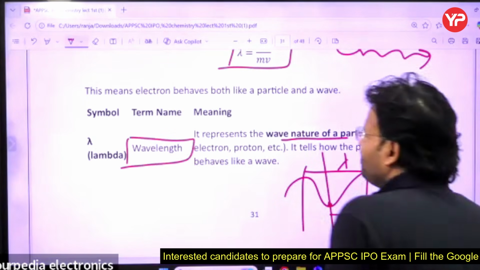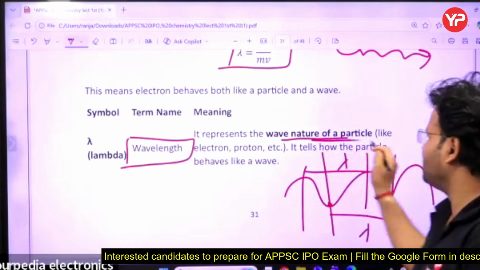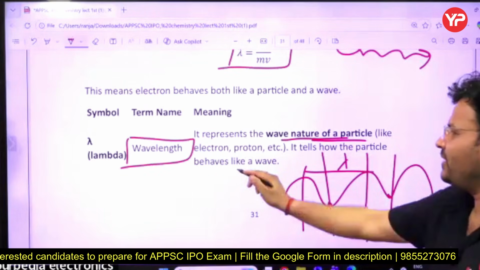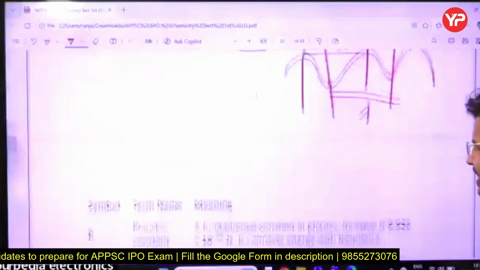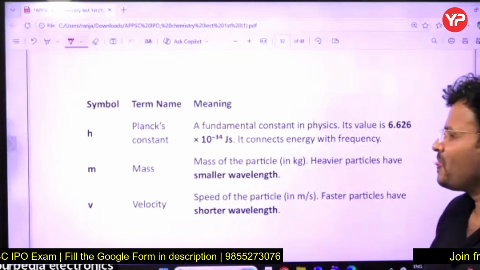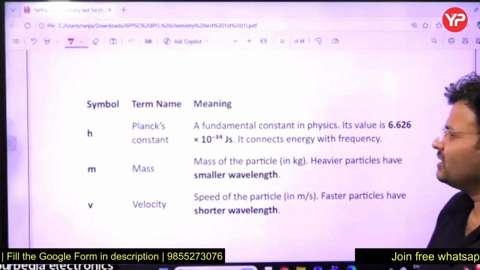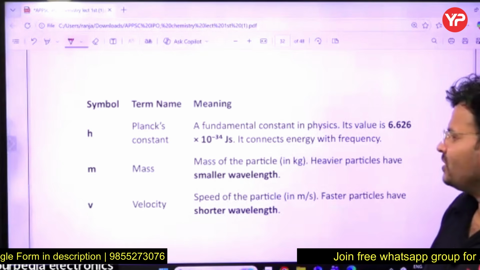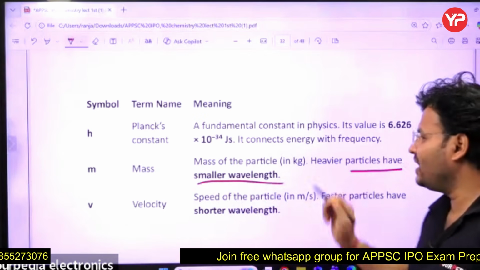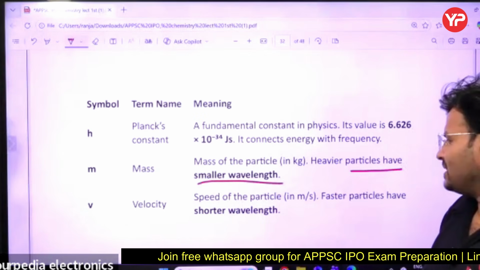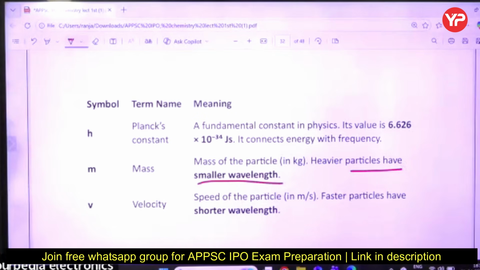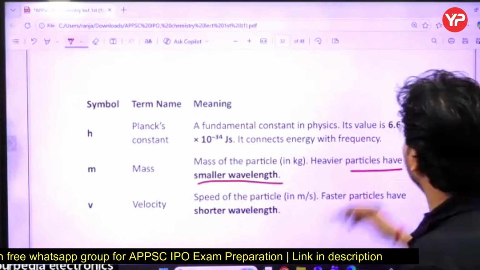So lambda represents the wave nature of a particle like electron, proton, etc. It tells how the particle behaves like a wave. Next, h is Planck's constant. You don't have to remember the value because it is not going to be asked. And m is the mass of the particle. Heavier particles have a smaller wavelength. v is the velocity, the speed of the particle in meters per second. Faster particles have shorter wavelength. All that you have to keep in mind.